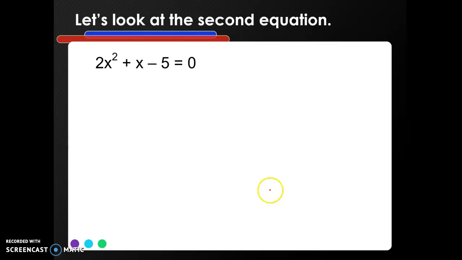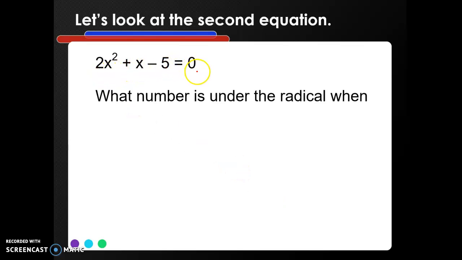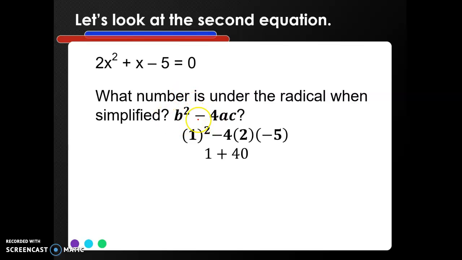Let's proceed to the next item. 2x squared plus x minus 5 equal to 0. So when we solve the discriminant, our a here is 2, b is 1, c is -5. So 1 squared minus 4 times 2 times -5.